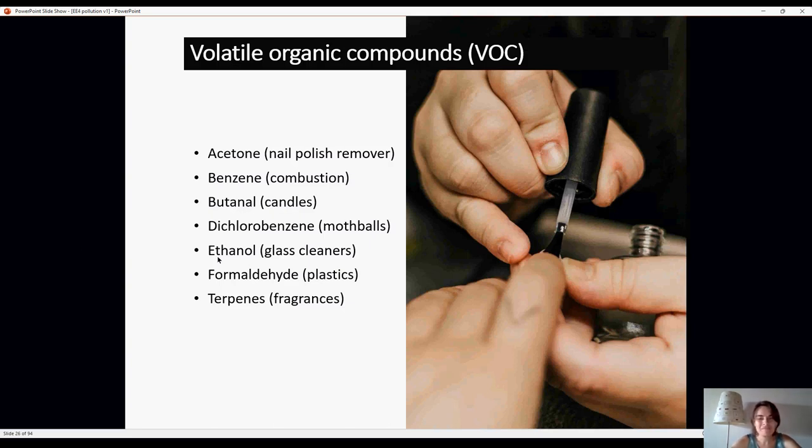Ethanol. Now, ethanol is a funny one, because it's okay in wine, beer, grappa, but it also comes up in glass cleaners. Formaldehyde is a bad one, typically produced.